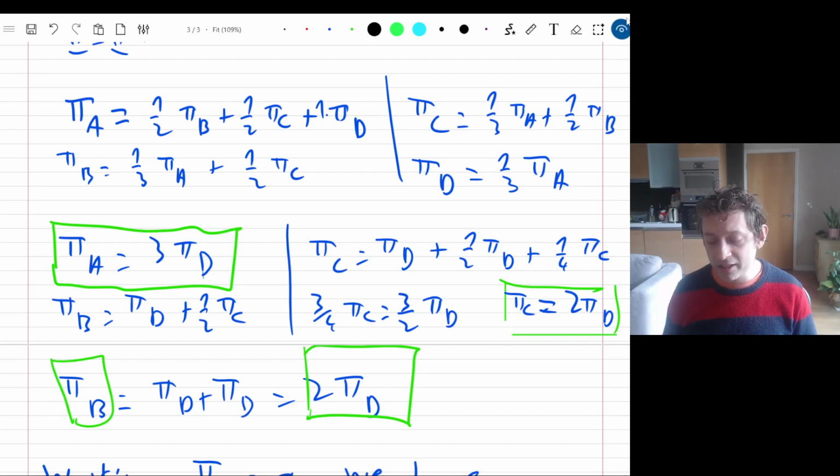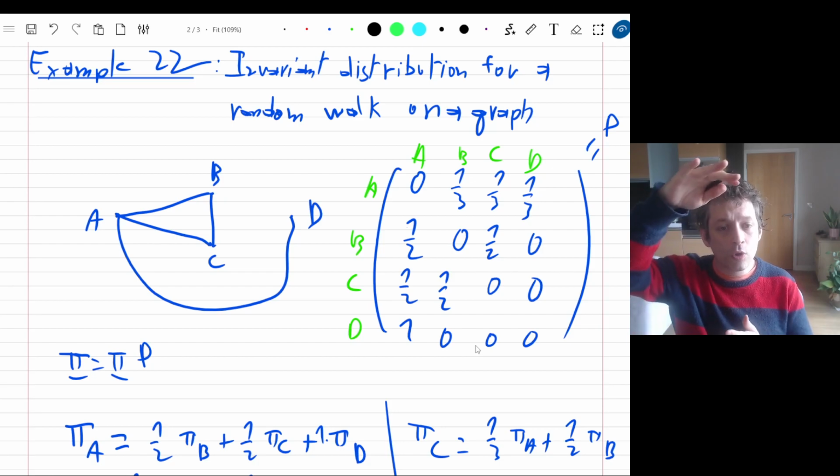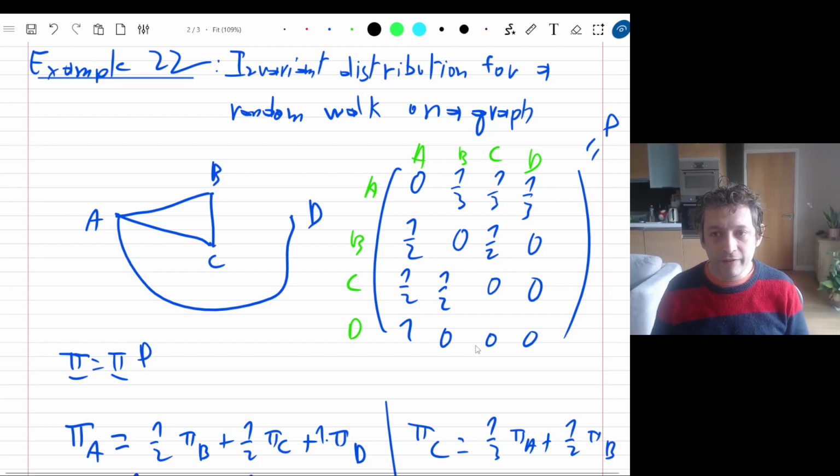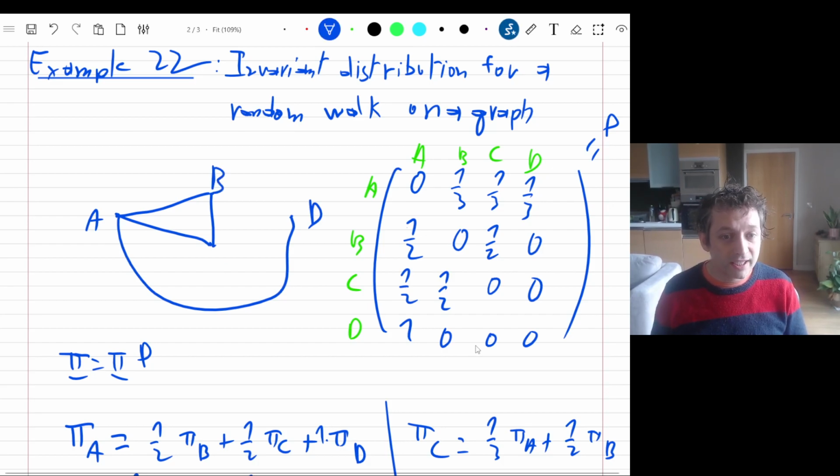And before we end this example, I want to mention symmetry a bit. And if we look at the picture again, B and C have full symmetry. Like if I swapped B into C, like if I put C here and D here, B here, I would get the same matrix, right? Which means they have fully symmetric roles, which means we expect, at least if we know that there's a unique invariant distribution, we expect pi b to be equal to pi c.